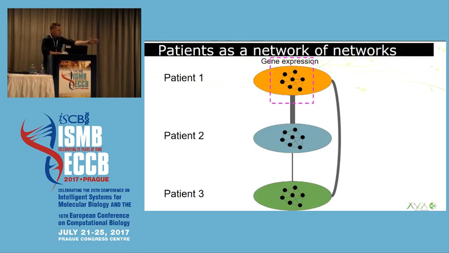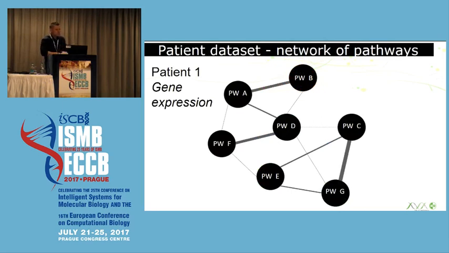Now each of these patients is actually a network on their own. This network is a network of pathways that are derived for each patient and each data type. Here again, the connections between the pathways, between the nodes in our network, are weighted similarity scores.